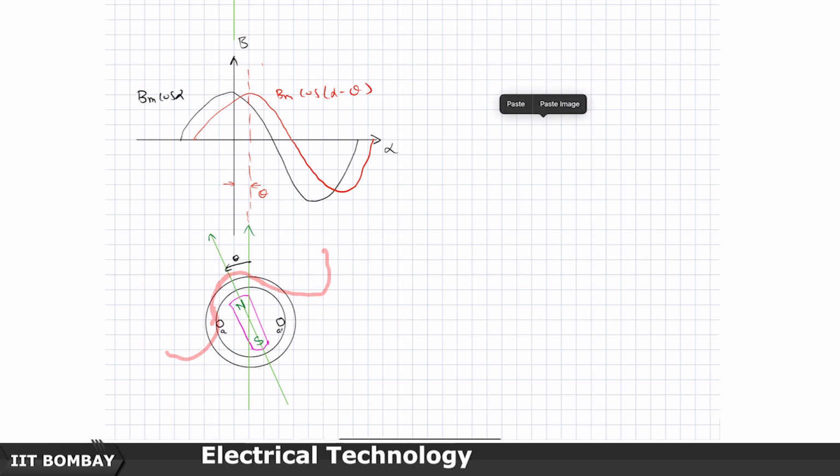So, what should be the appropriate equation to represent it? It should be Bm cos of alpha minus theta. Really the variable is alpha, which shows what is happening around the complete circumference here, so it goes from 0 to 330 degrees. Theta is showing where the magnet's peak is centered right now.